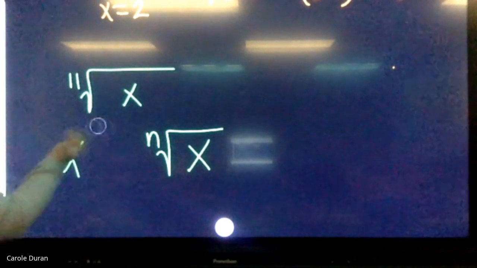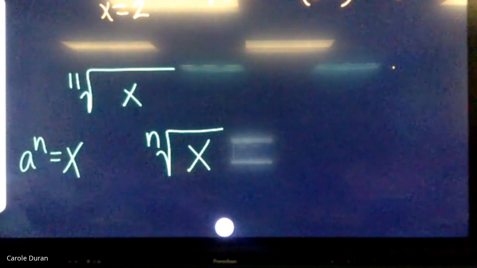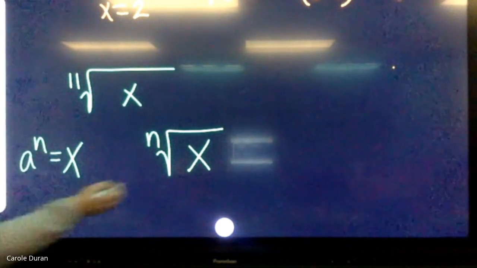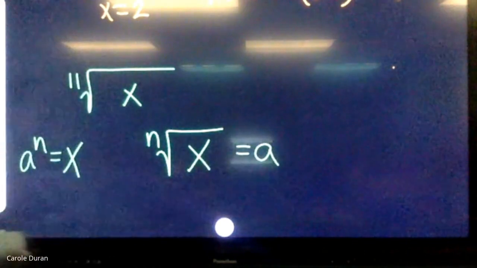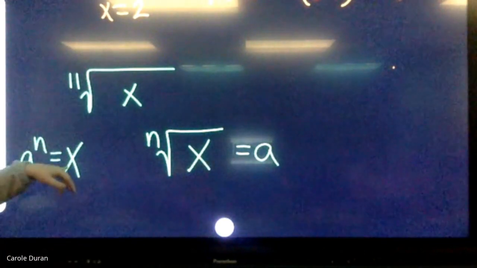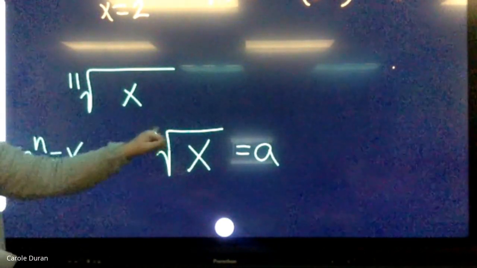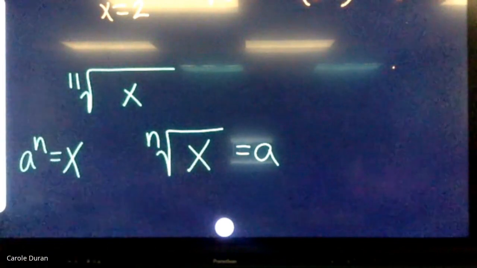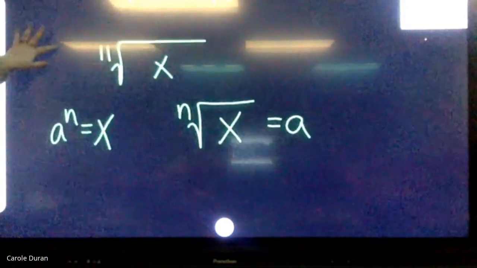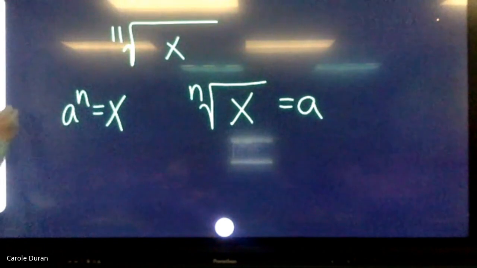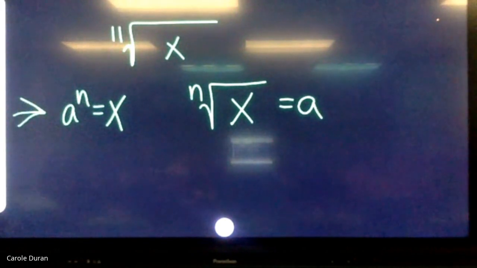Or actually it'd be the other way. It'd be like a to the n equals x. There we go. That's more what I want. So if I took some number a to the nth power equals x, then taking the nth root of x would give me my base a. This is the correlation between an exponential and a root.